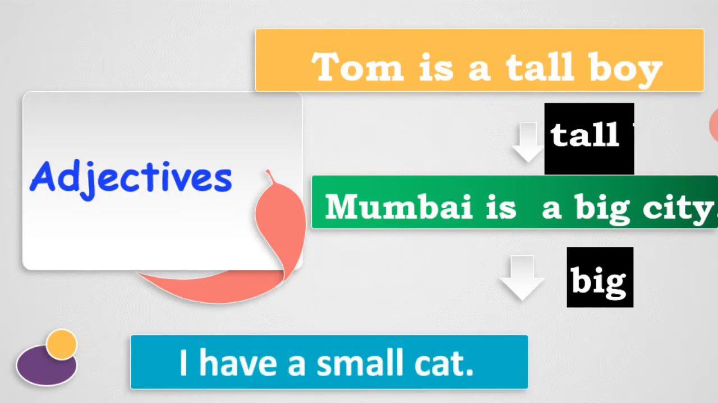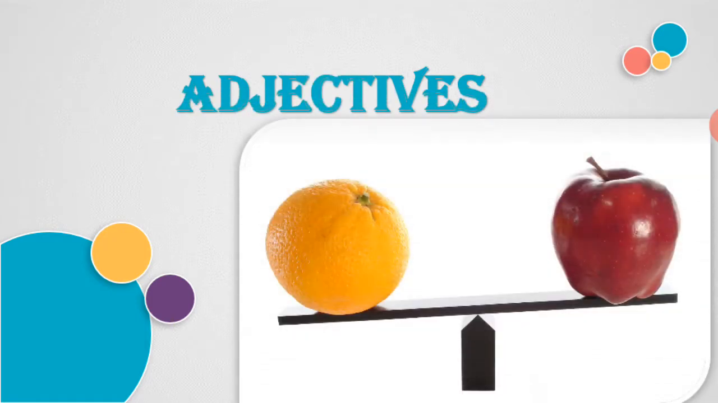In the third sentence, what do you think is the adjective? Yes, small, as it describes the cat. So these are the words that were describing the boy, city and cat. Hence they are known as adjectives. Now children, what you have to remember is that these adjectives can also be used to make comparisons. We can use them at varying levels to compare persons, places, animals, birds or things.